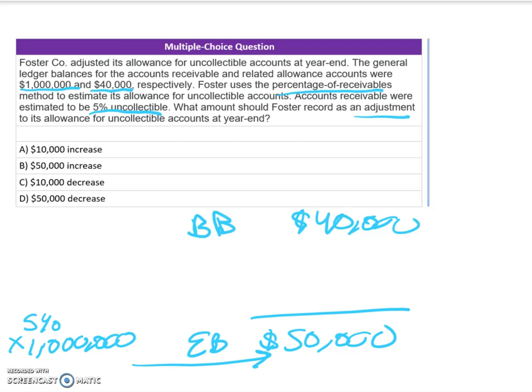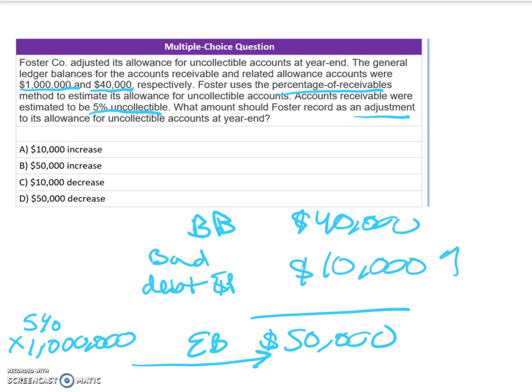We can now use this information to calculate our bad debt expense. That is going to be $10,000 because this is going to be increasing our beginning balance to get to our ending balance. Remember, a bad debt expense is going to increase that beginning balance for our allowance. So our answer here is going to be a $10,000 increase.